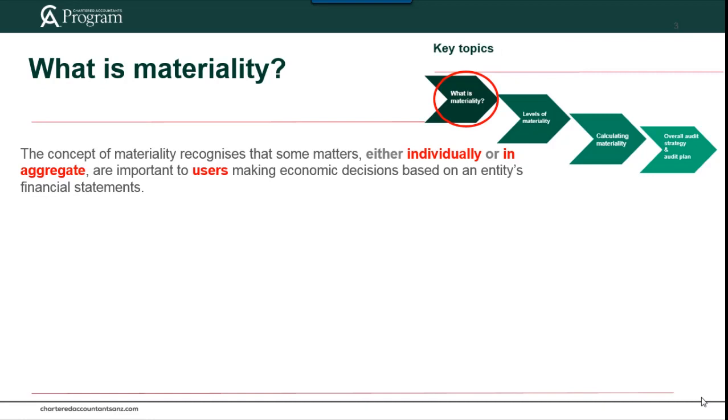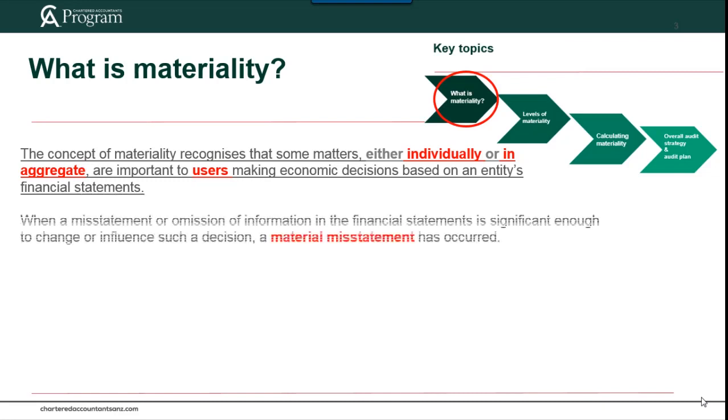In auditing, the concept of materiality recognises that some matters, either individually or in aggregate, are important to users making economic decisions based on an entity's financial statements. When a misstatement or omission of information in the financial statements is significant enough to change or influence such a decision, a material misstatement has occurred.